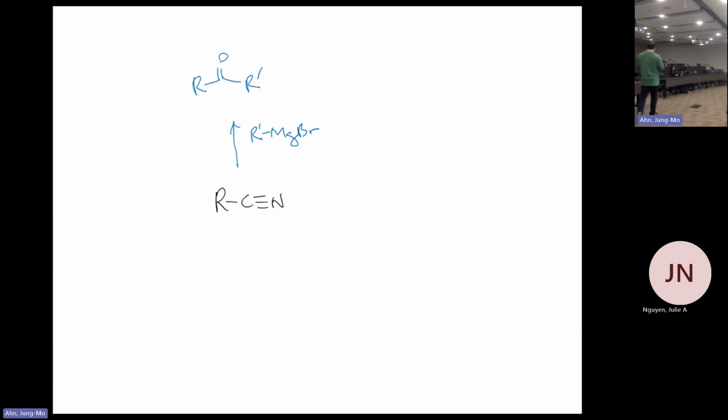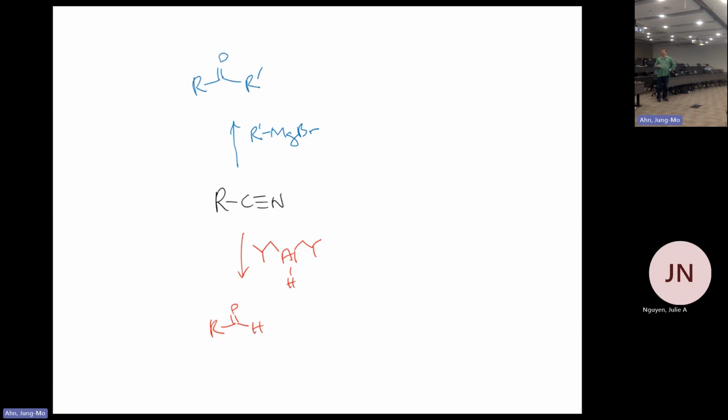These are something we just talked about today. Nitrile can react with DIBAL, then this will become an aldehyde. That's another reaction we just talked about.